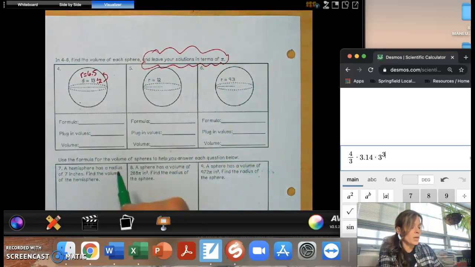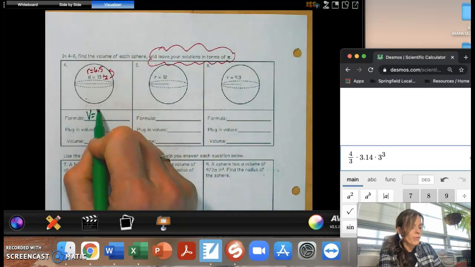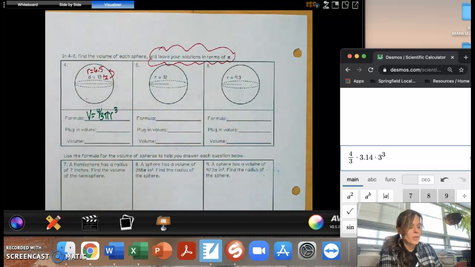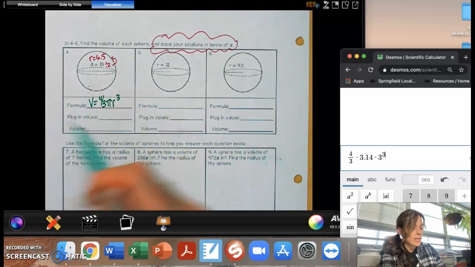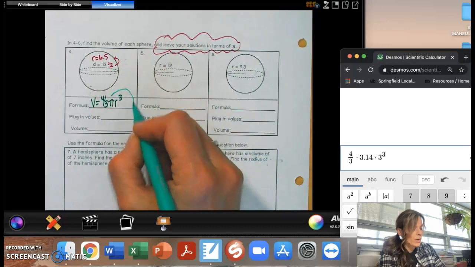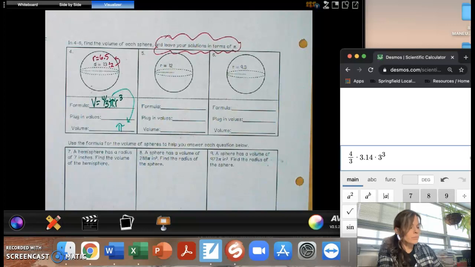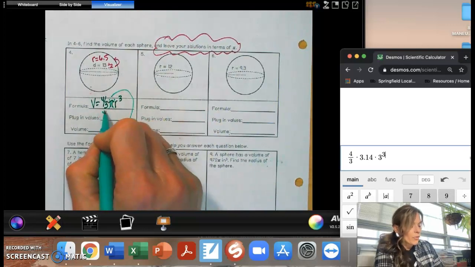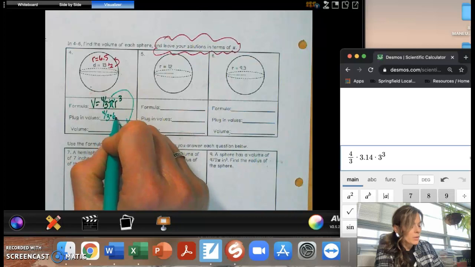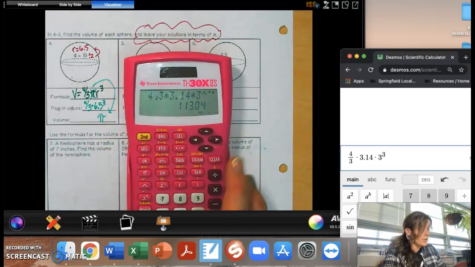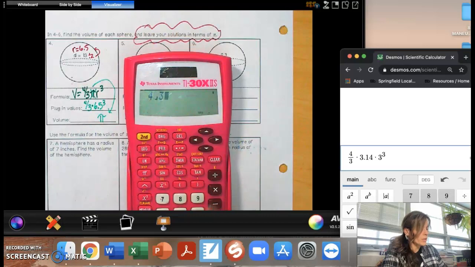So what we do with that is we still plug in that formula, 4/3 pi times the radius cubed. But this time, before you do anything, just drop pi straight down into your answer. Don't multiply it in your problem. Instead, only do the 4/3 times the radius cubed. So I'm going to use my calculator. I'm going to clear it out and do 4/3 times 6.5 to the third power.